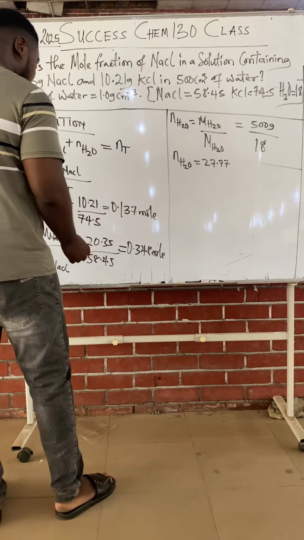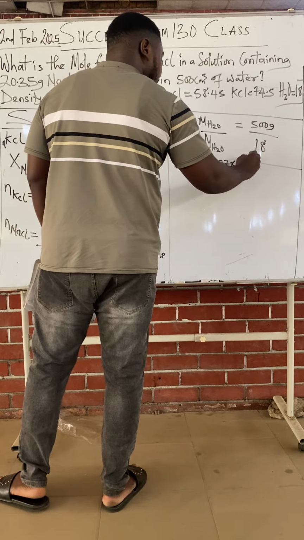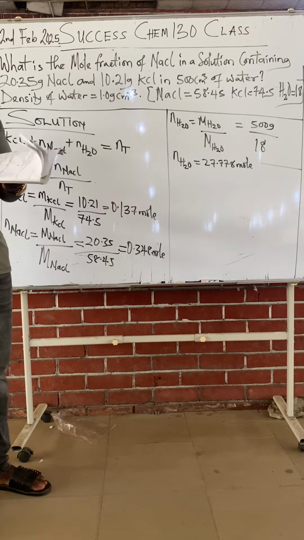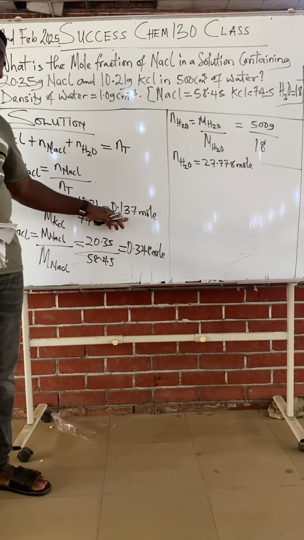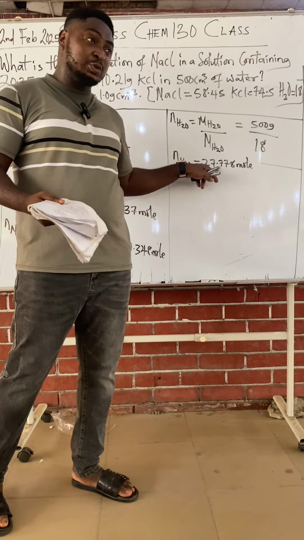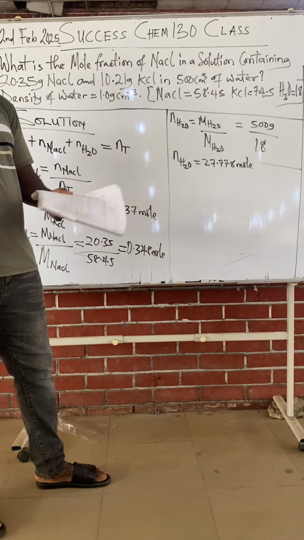How have we been doing? Is it 2 decimal places so far? 3 decimal places? 27.778 mole. Class, when you are solving, it's good for there to be consistency in your values. If you have started with 3 decimal places, 0.137, 0.348, then let's keep it at 3 decimal places, 27.778, so that your answer can be consistent.